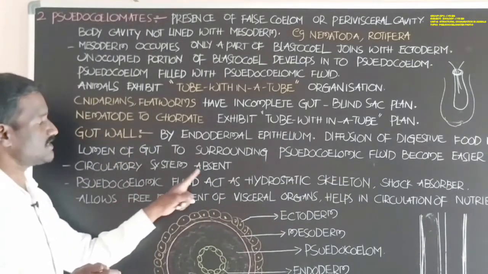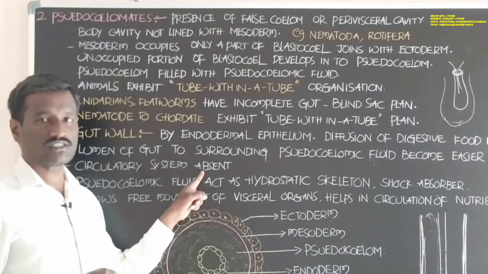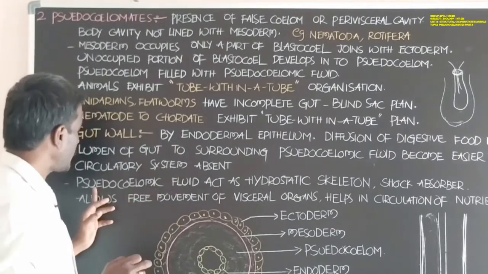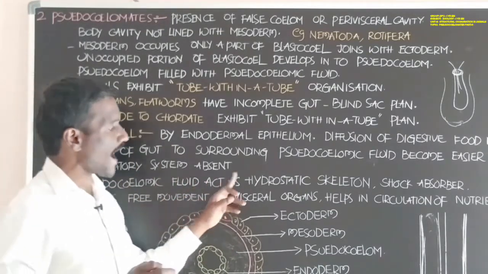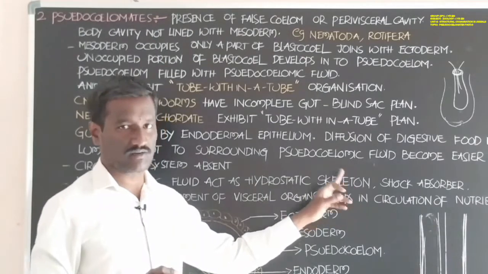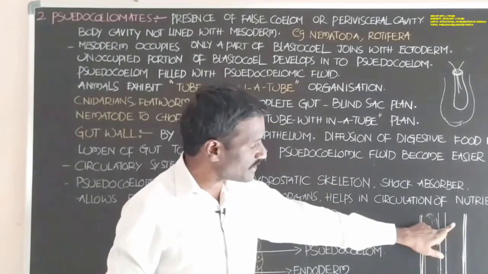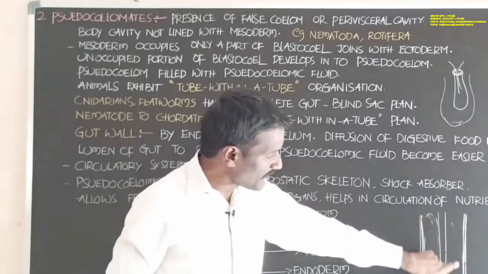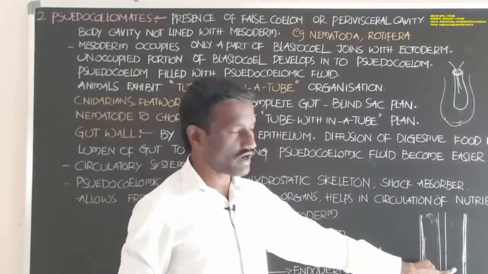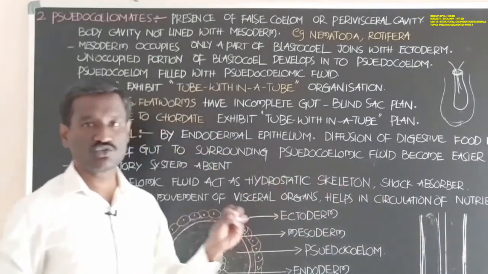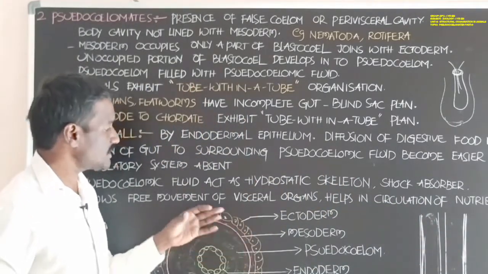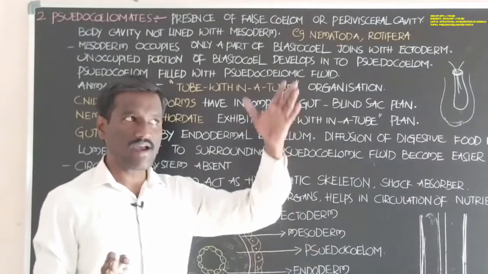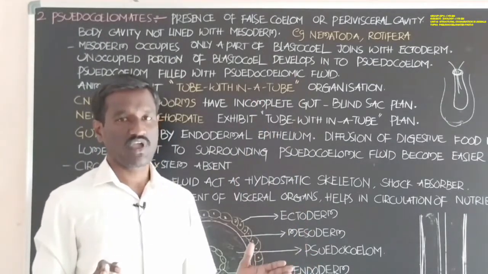Next, circulatory system is absent in these animals. Circulatory system is absent. Okay. Next, pseudocoelomic fluid acts as a hydrostatic skeleton. It is the space between the food tube and the body wall. The space between these two is totally filled with the pseudocoelomic fluid. This pseudocoelomic fluid is acting as a hydrostatic skeleton.